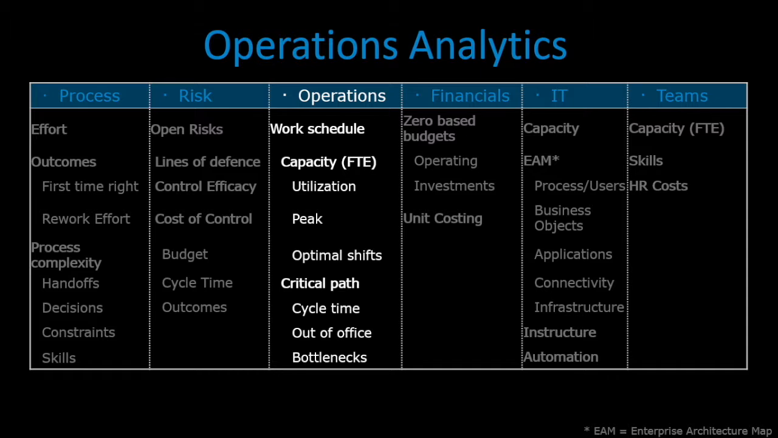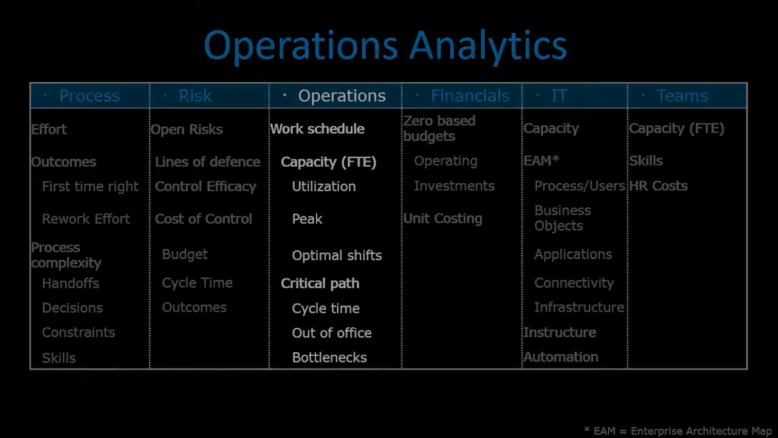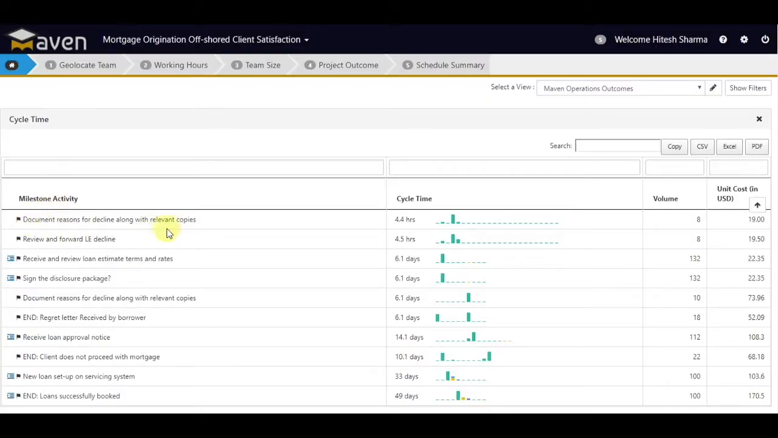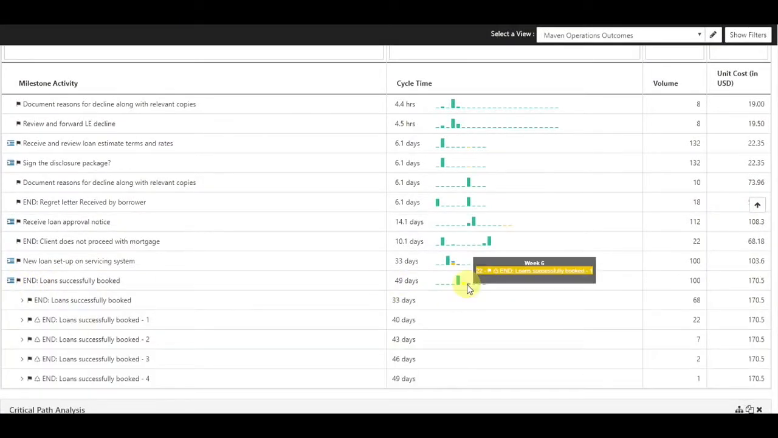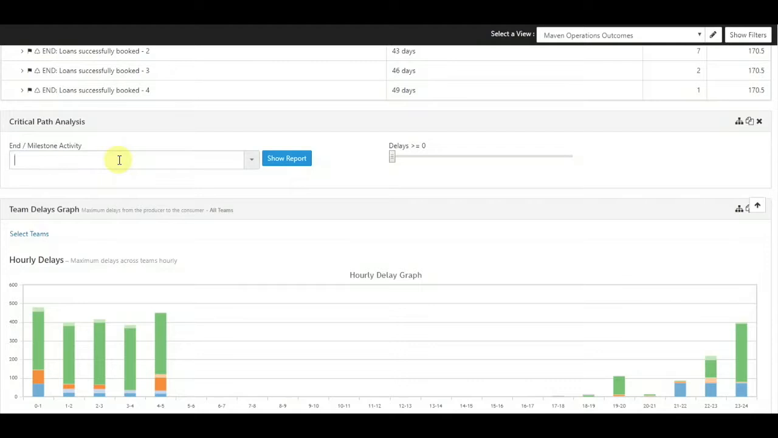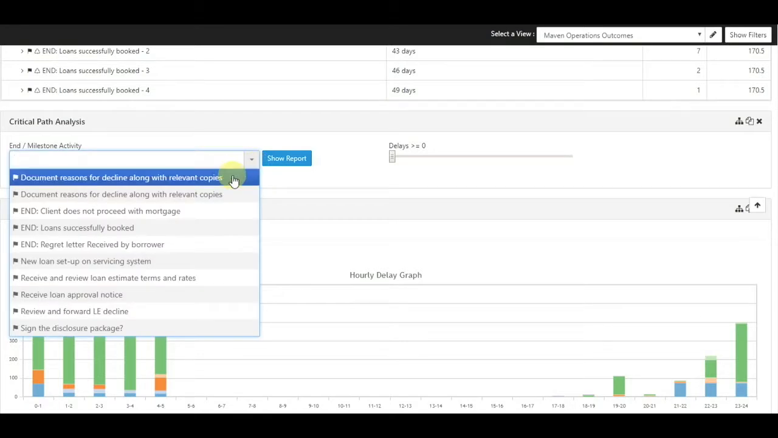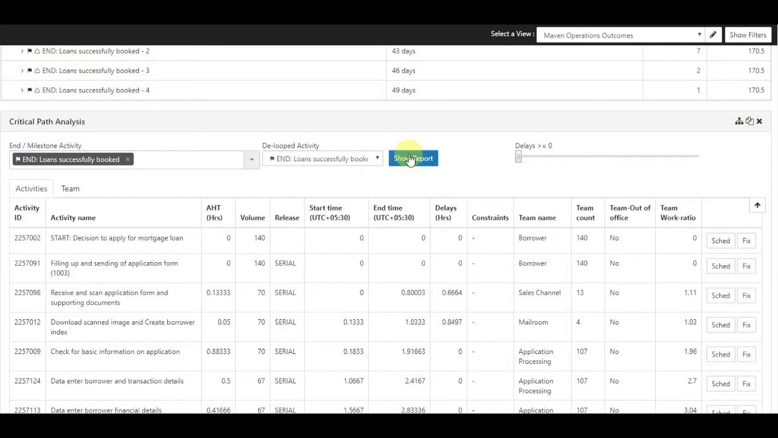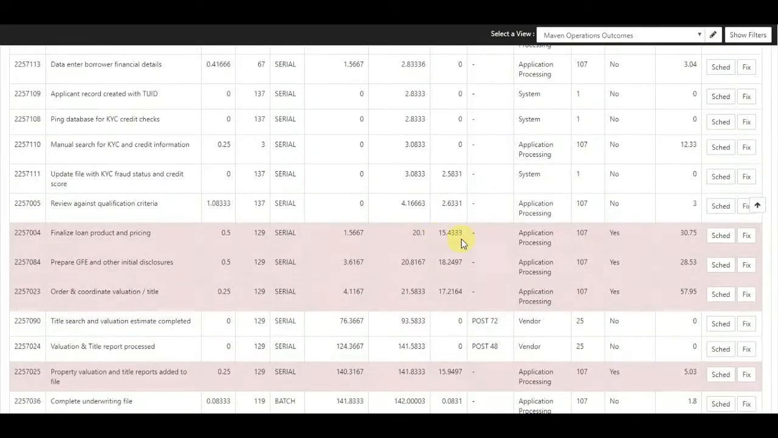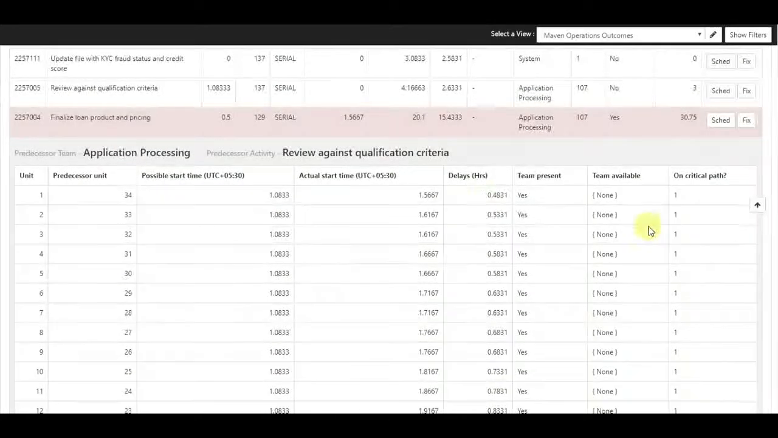For operations, at the outset, Maven schedules all activities in the process flow for lowest cost and cycle time. It shows possible cycle time for all milestones, including rework. The computation of a dynamic critical path within Maven highlights activities that are key to cycle time reduction. Users can see critical path delays with root cause and suggestions to mitigate delays.